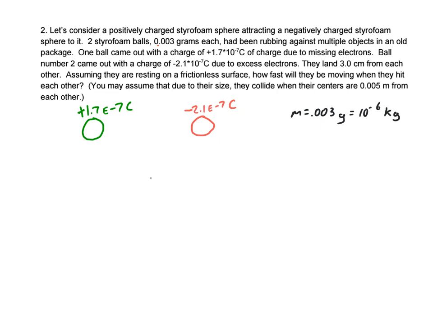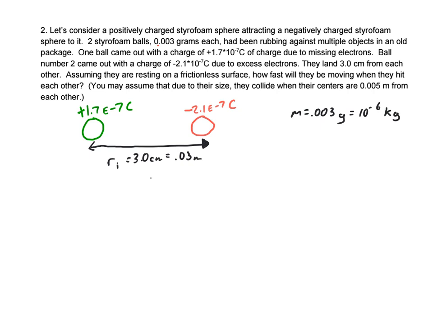They land 3.0 centimeters from each other. I'm going to say that's the distance from center to center to make our math a little easier later. That could have been the distance from edge to edge, but I'm going to make it easy. So that's 3.0 centimeters, also known as 0.03 meters, also known as, more importantly, our initial.